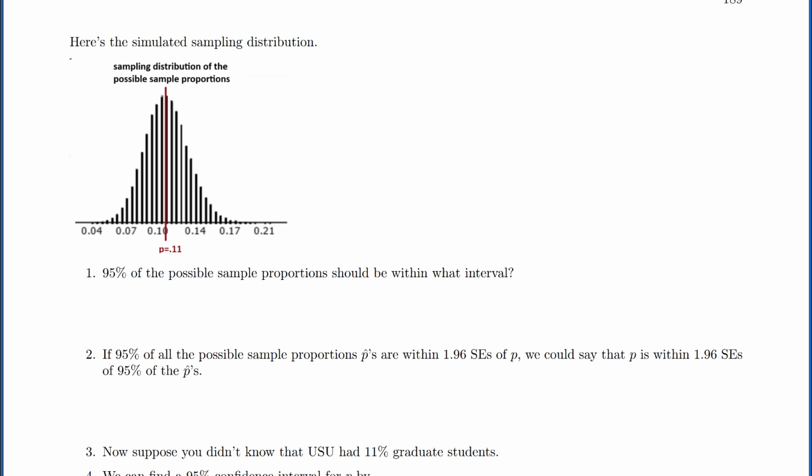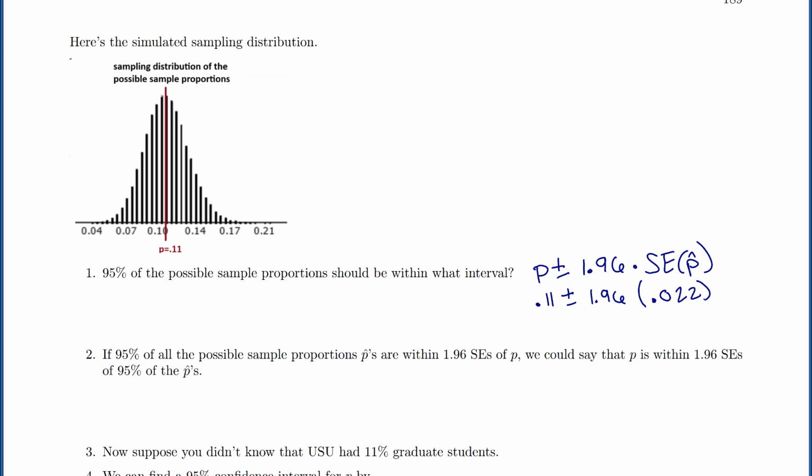Okay, so 95% of the possible sample proportions should be within what interval? Well, we know 95% should be within 2 standard errors. But we also decided 2 standard errors wasn't the most precise, so it should be within the population proportion p plus or minus 1.96 times the standard error of p hat. And let's see what that interval actually would be. So we know my population proportion is 0.11 plus or minus 1.96 times the standard error of p hat, which on the last page we decided was 0.022.